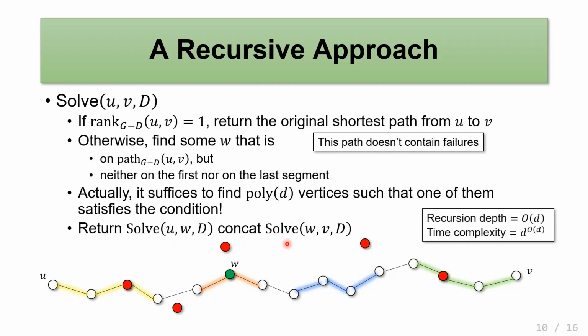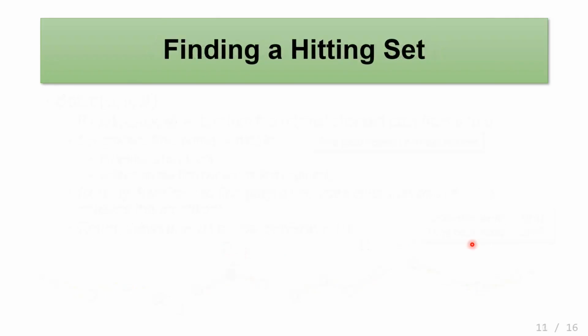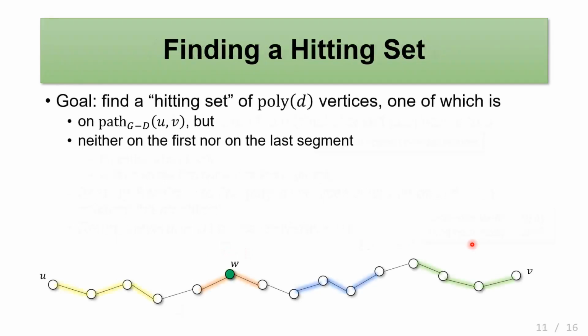The recursion depth is O(d). And each non-leaf node in the recursion tree has poly d children, so the recursion tree has size d to the O(d), and the time complexity is also upper bounded by d to the O(d). So what remains to do is to show how to find such a hitting set. We want to find a hitting set of poly d vertices, one of which is on the path G minus d uv, but it's neither on the first nor on the last segment.